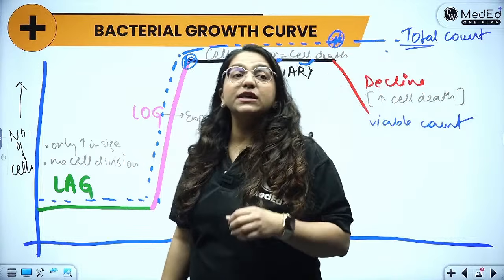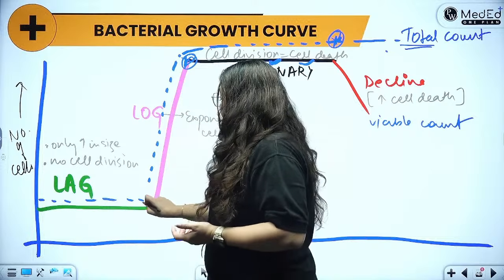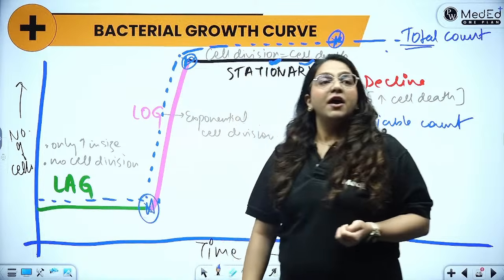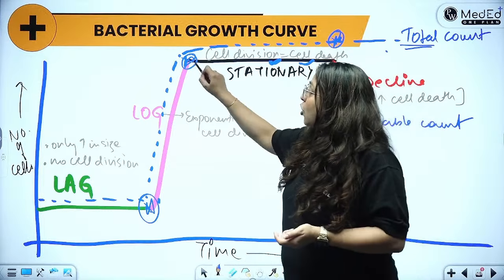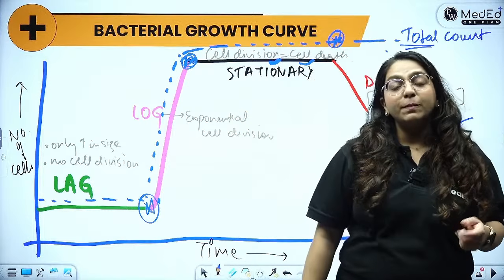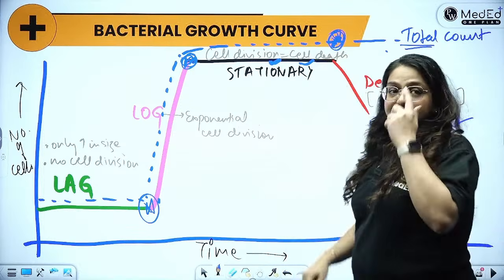So this is the MCQ that they ask you. When is the maximum size of bacteria achieved? End of lag phase. When is the maximum number of live cells achieved? End of log phase. When is the maximum number of total cells achieved? End of stationary phase. Yes, stationary phase.